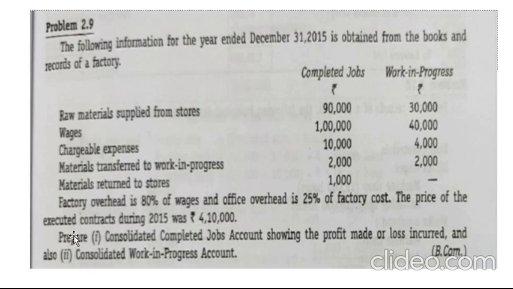So they've asked us to prepare a consolidated completed job account showing the profit made or loss incurred, and also a consolidated work in progress account. Here they have not asked us to prepare the cost sheet. They have asked us to prepare the consolidated completed jobs account showing whether the job made a profit or a loss, and the consolidated work in progress account. So here they've given information about completed jobs as well as work in progress. So let us prepare the account here.